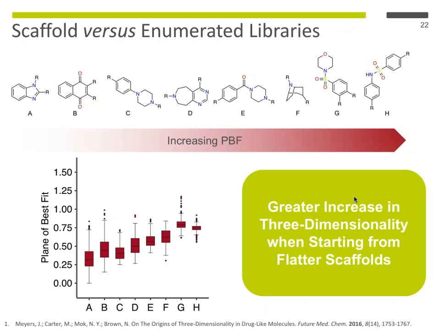So looking at this a little bit more clearly, you can see that there is a greater increase in three-dimensionality when starting from flatter scaffolds, but that's really only in the distribution. If you look at the box and whisker plot at the bottom, you can modulate using flat scaffolds, but in this case you can see that when starting from more three-dimensional scaffolds, you can increase your three-dimensionality as well. So that's the virtual enumeration libraries.